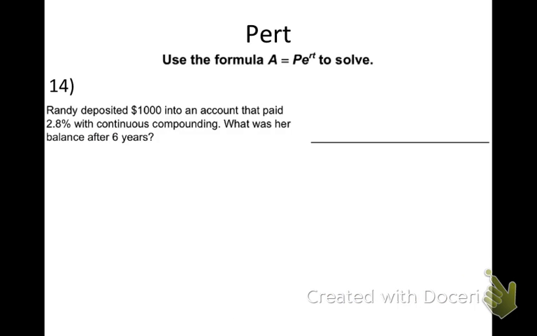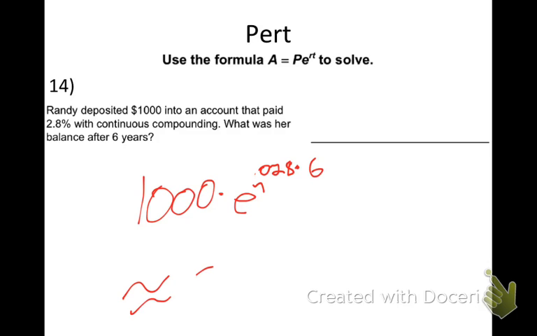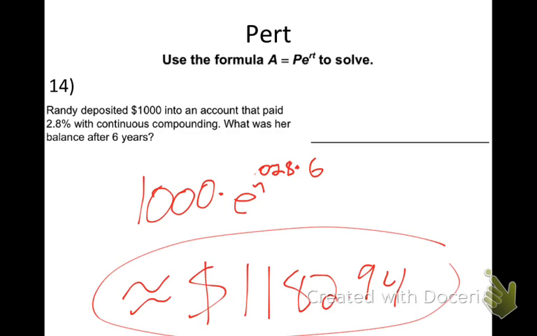Try number 14 on your own now. Same idea. Put the formula into PERT and try it out on your own. So if you were to plug this into our formula, you would have 1,000 times e to the 0.028 times 6. And when we do that, you get approximately, what's my dollar amount here, Andy? 82.94. Nice job.